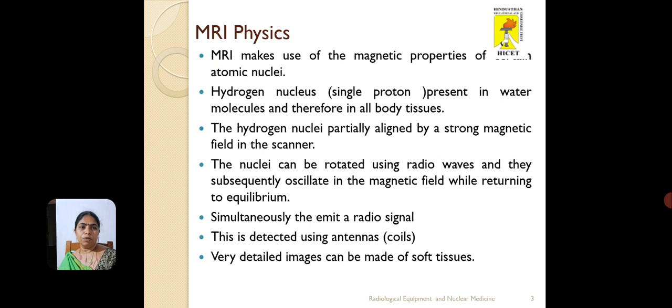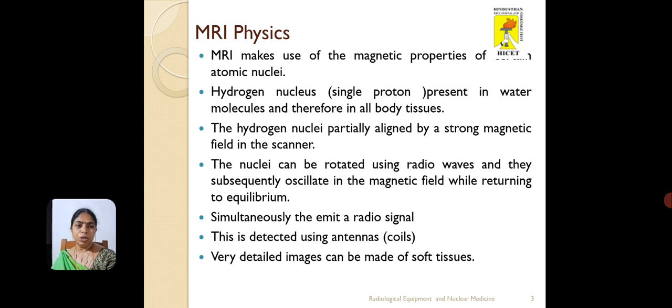MRI makes use of the magnetic properties of the atomic nuclei. Hydrogen nucleus: we know that the hydrogen nucleus has a single proton. Usually the hydrogen atoms are present in water molecules, and 70% of the human body is made up of water molecules. So all water molecules will definitely consist of hydrogen atoms. MRI imaging works based on these hydrogen atoms.